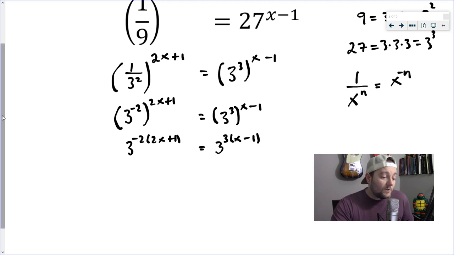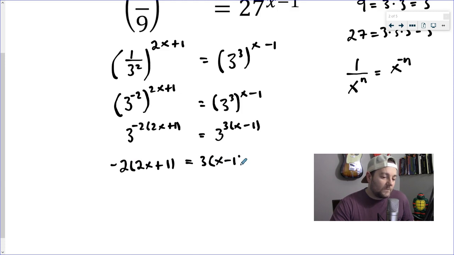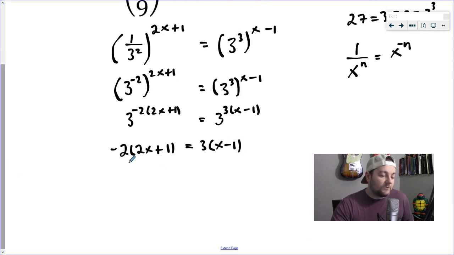So what we want to do now is use our rule where if we have common bases, then the exponents must be equal. So we take the exponents, no matter how complicated they are, and we let them equal each other. So we go negative 2 times 2x plus 1, and then 3x minus 1. And then all we do is we distribute both sides. So we're solving for x now. We're back in linear equation territory.